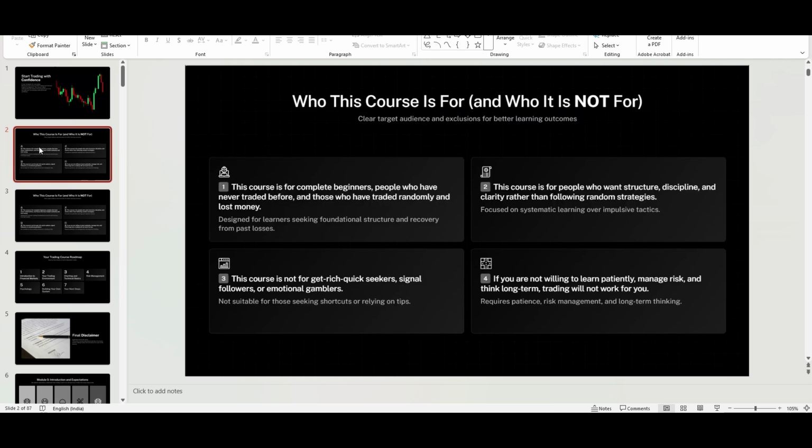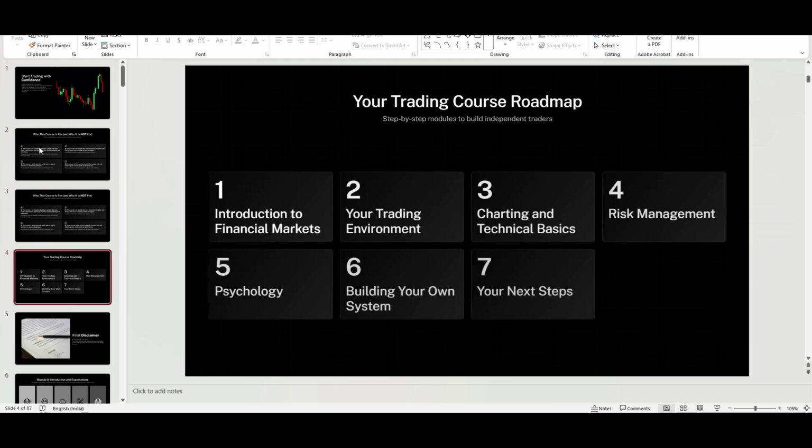As I said earlier, this course is for complete beginners, people who have never traded and have never seen charts before. This course is for those who want structure and discipline, and above all, clarity about what the market is and how it works. And what it isn't: it isn't a get rich quick scheme. There are no signals, no systems, no strategies over here. So, this will be your roadmap.